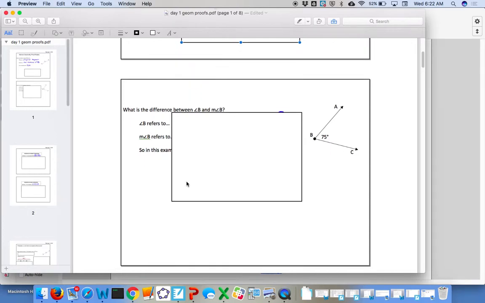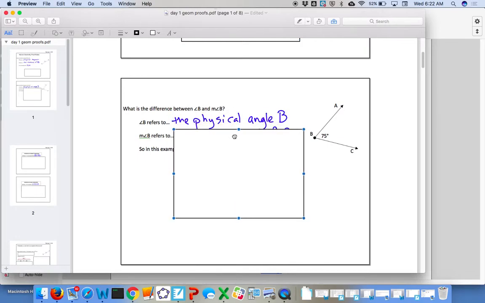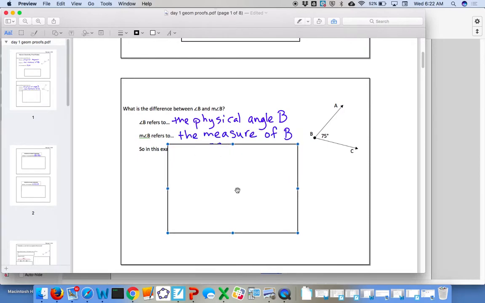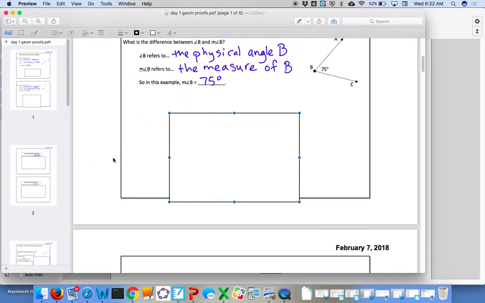And we have the same thing happening with angles. So if it just has angle B versus the little m in front of it, which means measure of angle B, there's a difference. If it doesn't have the m in front of it, it's referring to the physical angle B. So it's talking about this physical angle, whereas when it has the little m, that means the measurement of angle B. And in this case, the measure of angle B is 75 degrees.